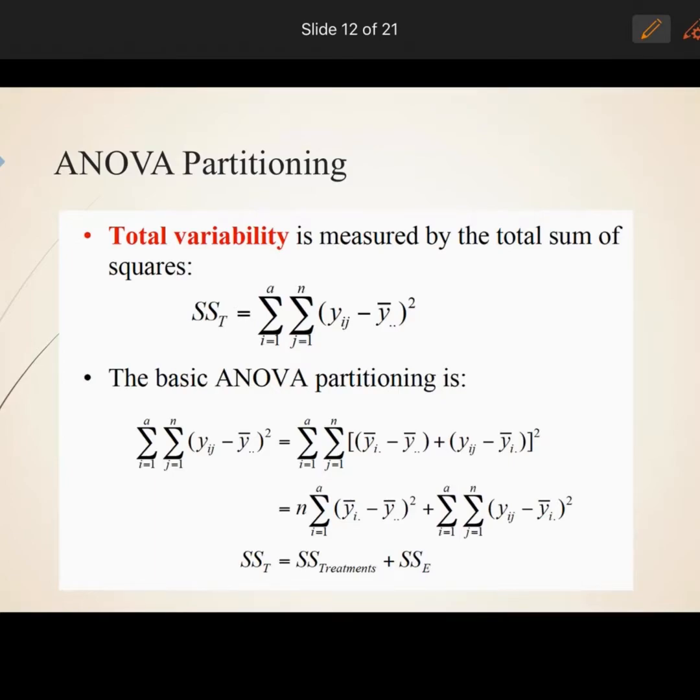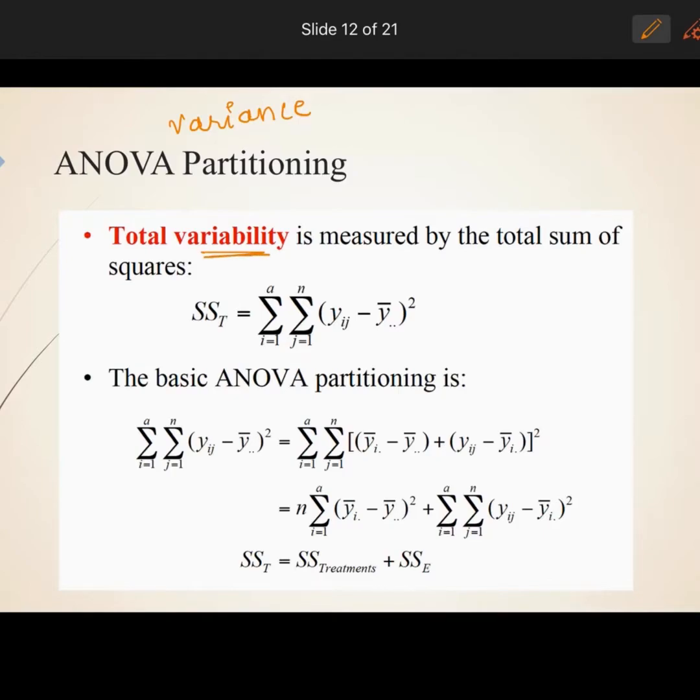Okay, so the first concept we have to understand is something called ANOVA partitioning, right? The name ANOVA itself says it is the analysis of variance. That is, it is trying to see how each mean or each treatment is varying from one another, right? So as such, we need to measure the variability here.